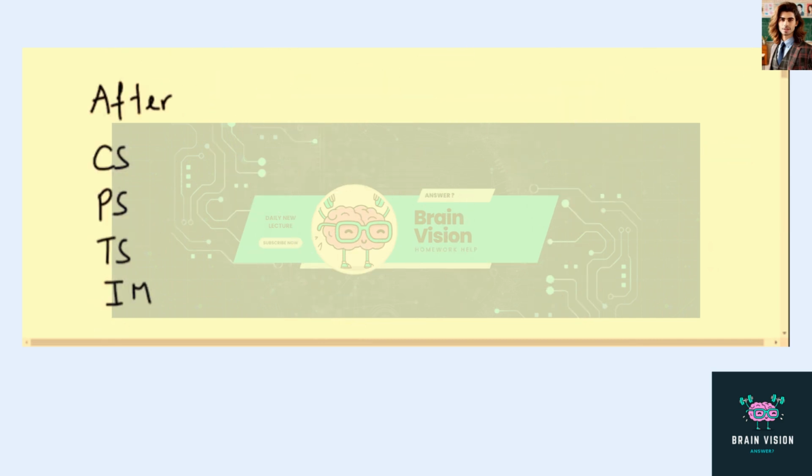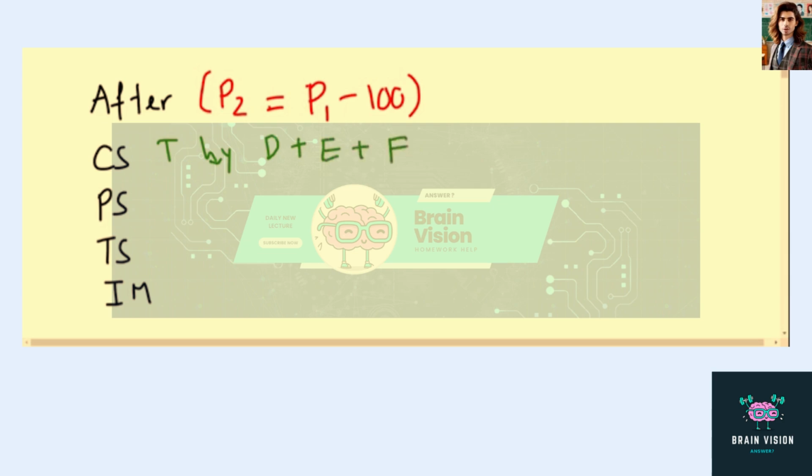So after the improvement in technology, the world price of televisions declines to P2, which is P1 minus 100. Consumer surplus increases by D plus E plus F. Producer surplus declines by C. Total surplus rises by D plus E plus F.